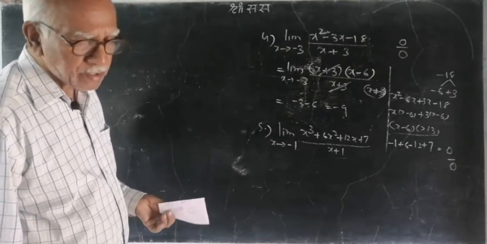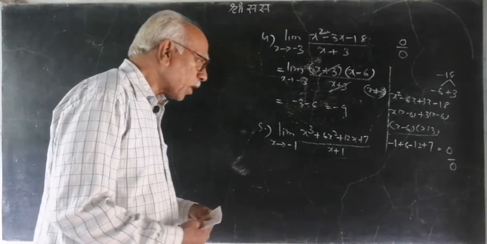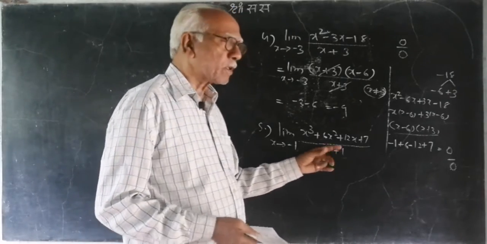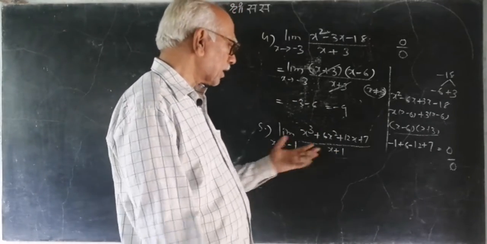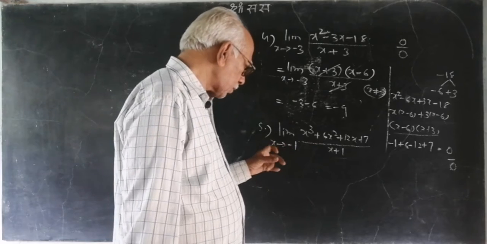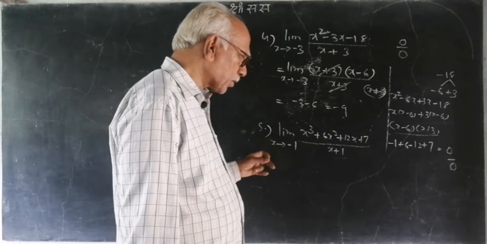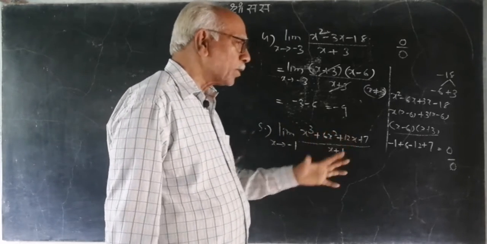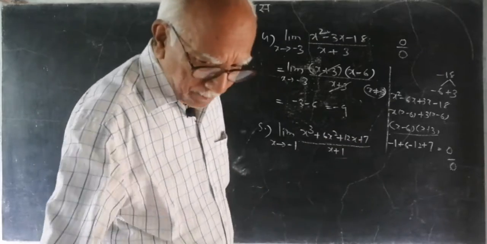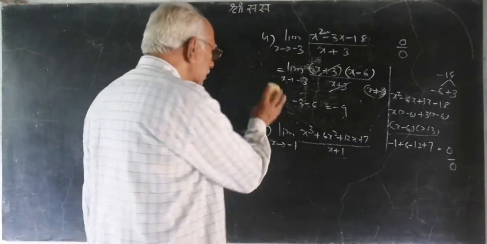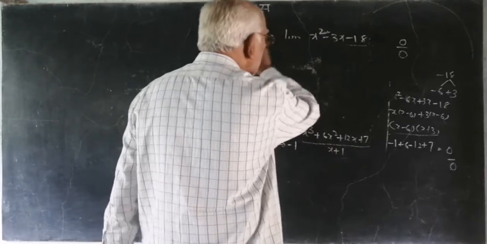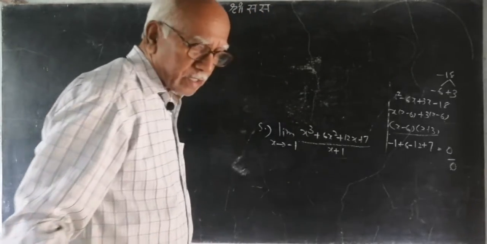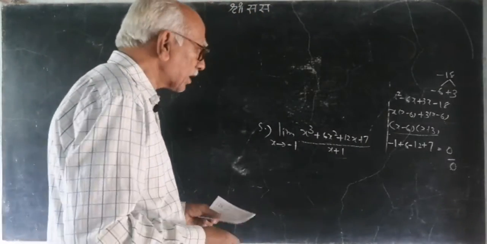What process is here? Factorization. What factor must we have? x plus 1 must be a factor, then only it can be cancelled. Subtract minus 1 from x, then we get x plus 1. But here it is cubic, so we cannot get the factor directly. What will we do? There are two methods, one is division, one is factorization. That division is called synthetic division.